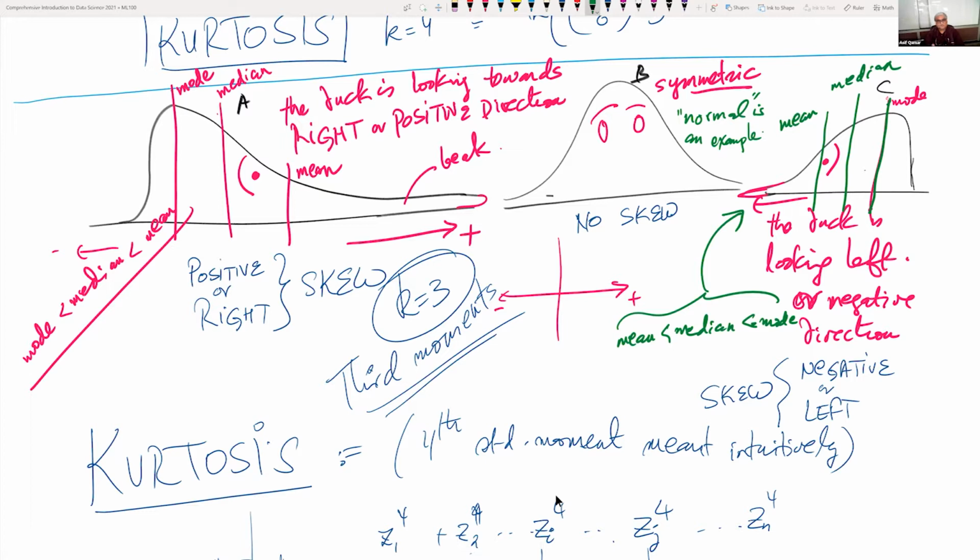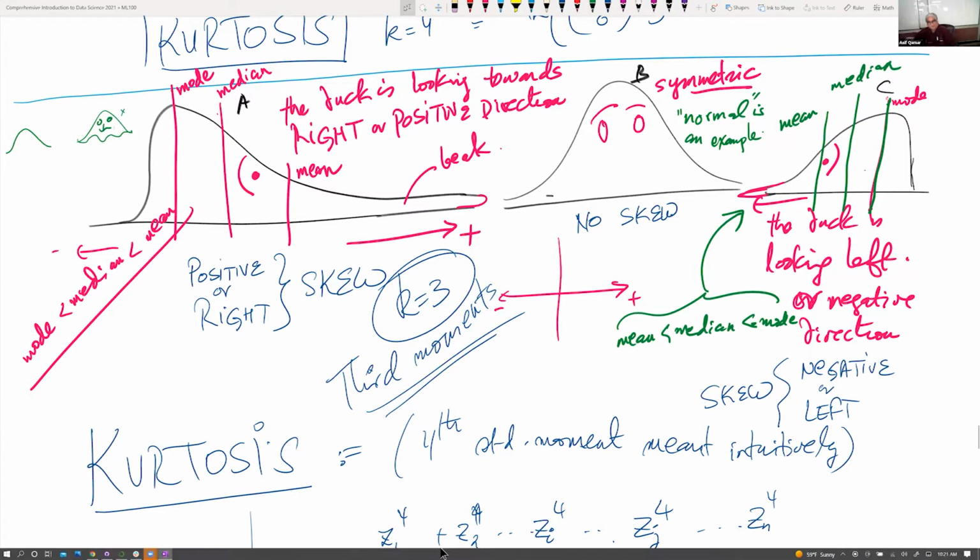So somewhere I saw a very lovely joke. It says this is the normal distribution, and this distribution is the paranormal distribution. I don't know, Casper the Friendly Ghost. Anyway, jokes aside, we'll move forward.